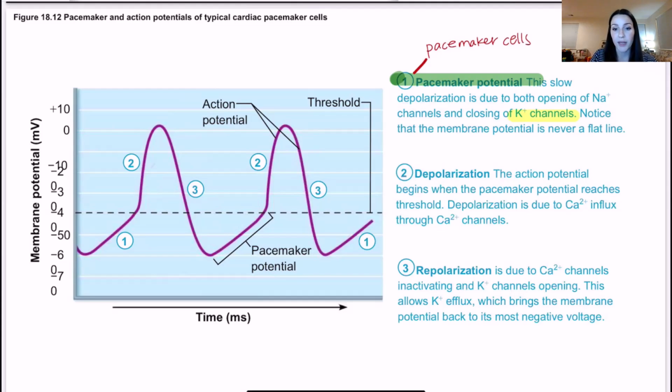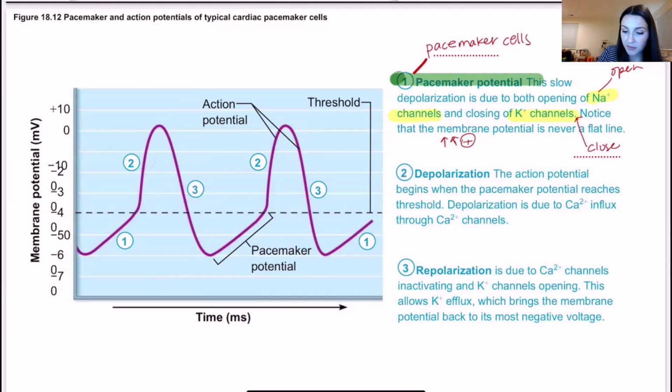We also open the sodium channels. So potassium channels close, and sodium channels open. Both of those events lead to the cell getting more positive, more depolarized. But I think of pacemaker potential as like a pre-potential, a prep potential, because the cell is getting a little depolarized, but it won't really get depolarized until step 2.